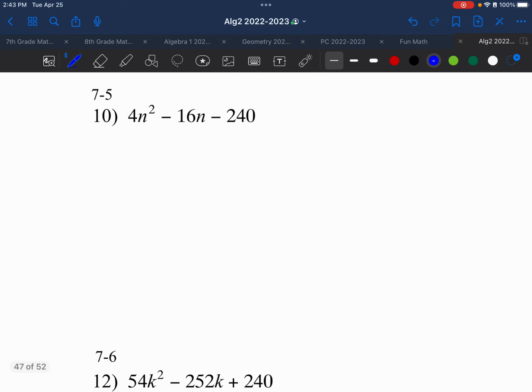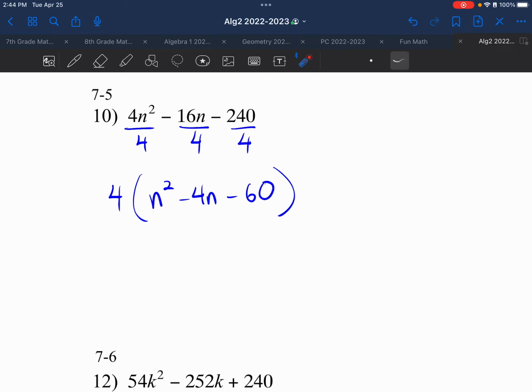What about number 10? Notice that each of these can be divided by a number. So this can be divided by 4, divided by 4, divided by 4. That is the greatest common factor, which means 4 is factored out, and I can figure out what's left over. I have an n squared minus 4n minus 60. Again, I just kind of hid the 0. 24 divided by 4 is 6, and I added the 0 back on to get 60.